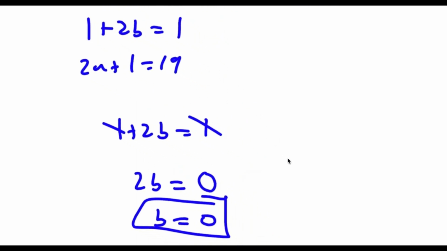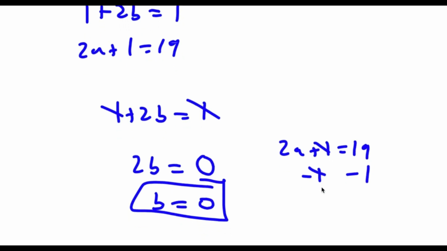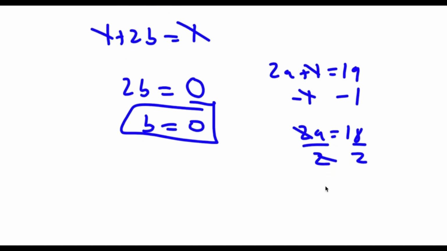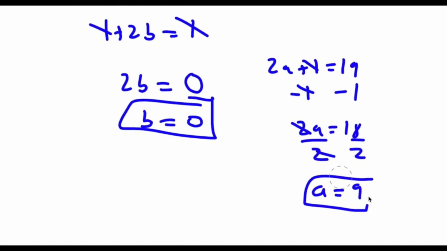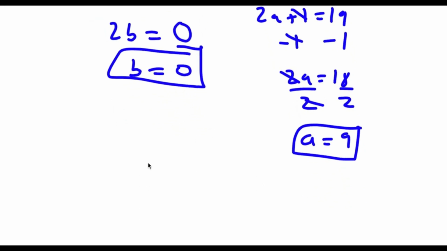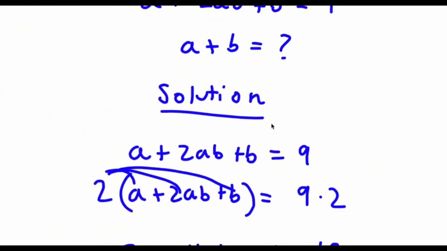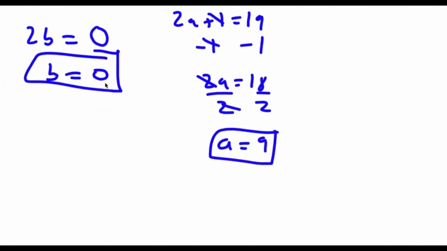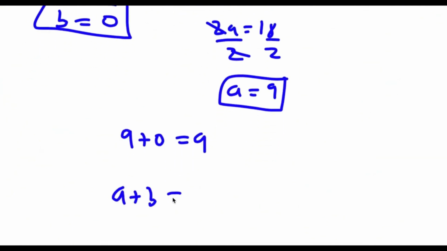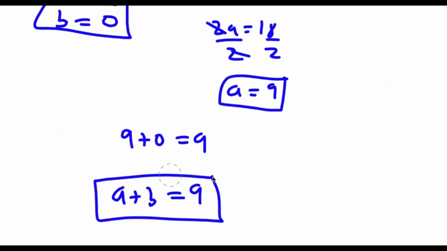Now for 2a plus 1 equals 19, I can simply subtract 1 on both sides. These cancel out. So I'm left with 2a equals 18. Now if I divide both sides by 2, I'm left with a is equal to 9. So the value of b is 0 and the value of a is 9. So now we need to find the value of a plus b. Well, if we know that b is 0 and a is 9, 9 plus 0 is simply equal to 9, meaning a plus b is equal to 9. So this is my answer.